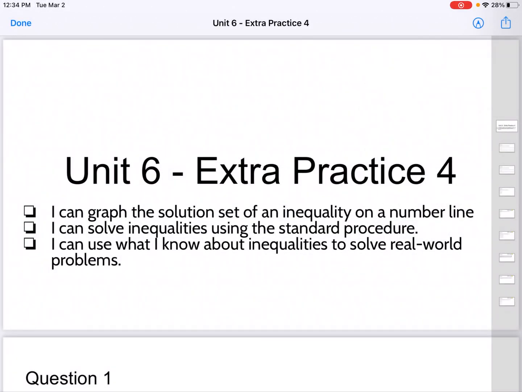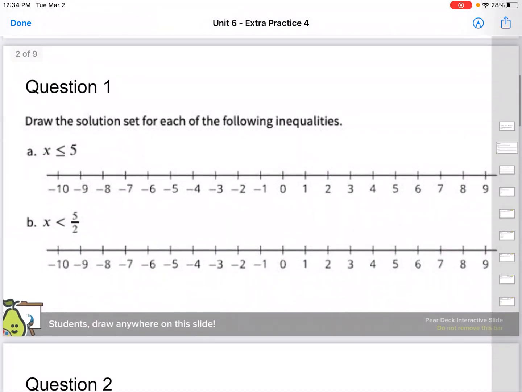Hi guys, so this is just kind of a close-up of our inequalities section of the second half of this unit. Inequalities are a lot like equations, but they have solution sets. I can graph the solution set of an inequality on a number line. I can solve inequalities using the standard procedure, and I can use what I know about inequalities to solve real-world problems. So the first thing is to just graph the solution set.